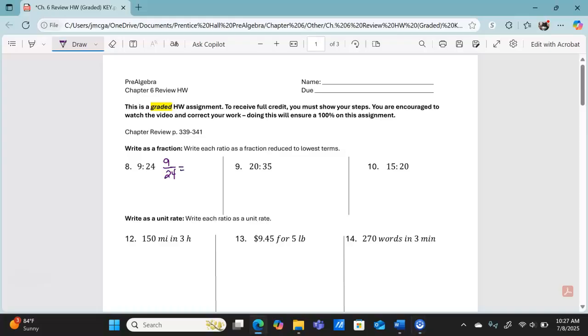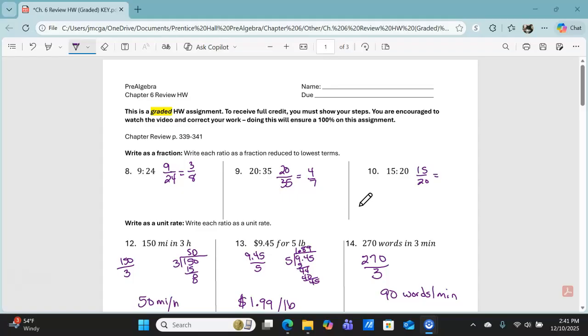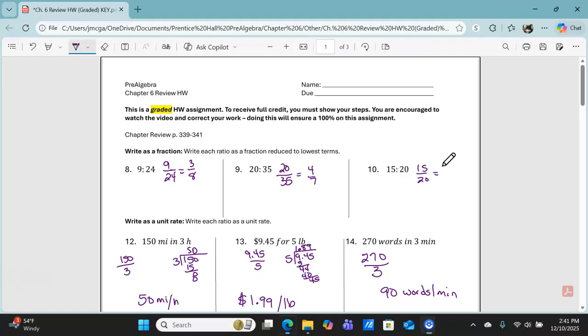Both 9 and 24 are divisible by 3, so we're going to get 3/8. This will be written as 20 over 35, both divisible by 5, and we get 4/7. And 15 over 20, again, both divisible by 5, so we would get 3 over 4 here.